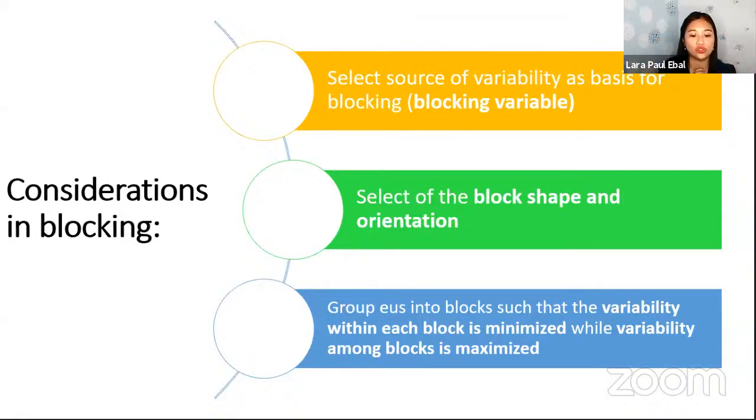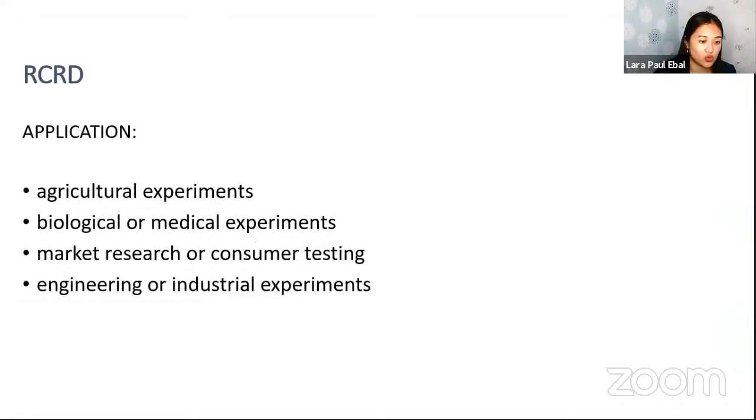And then we have to consider grouping these experimental units into blocks such that the variability within each block is minimized. The discrepancies within the block are minimized, so the conditions are almost the same. While the variability among blocks is maximized. So block 1 really differs from block 2. For example, soil type: clay really differs from loam, and so on. So we have this application.